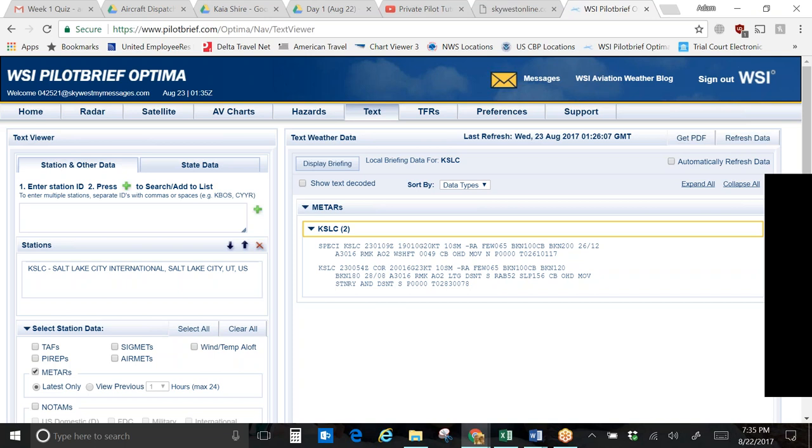Wind 200 at 16 knots, gusting to 23 knots, 10 statute miles visibility, light rain, few at 6,500, broken 10,000, cumulonimbus, broken 12,000, and broken 18,000. Temperature 28 over 8 degrees on the dew point.